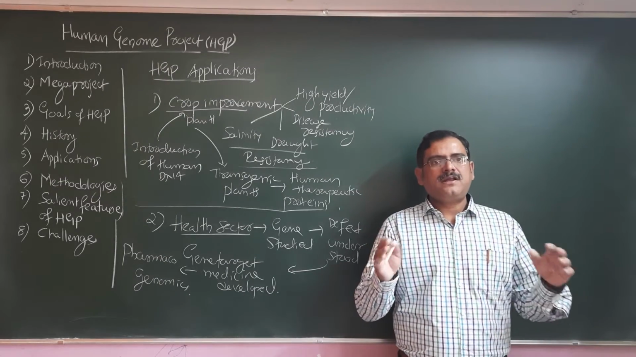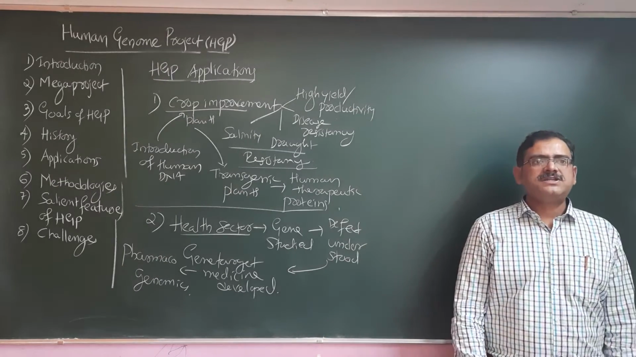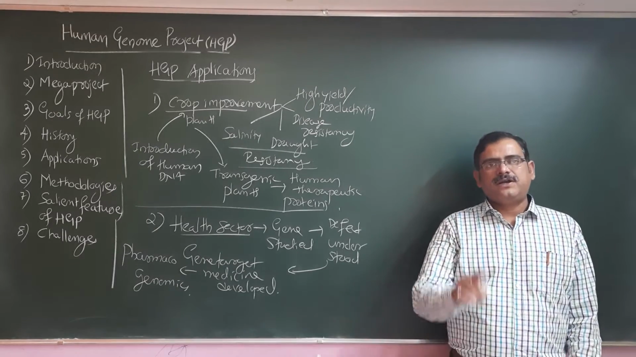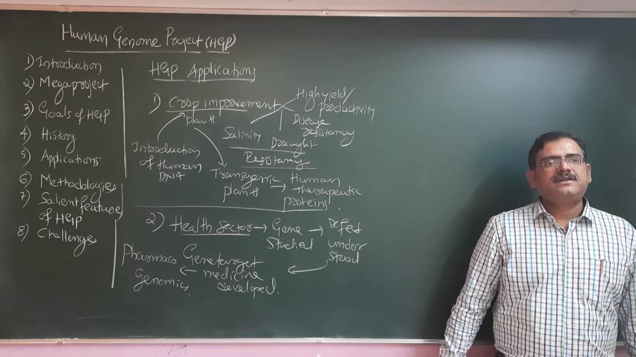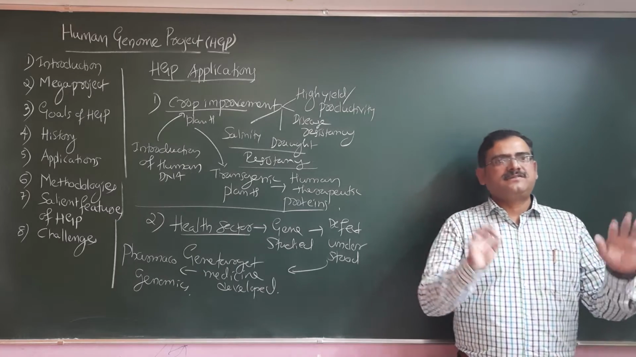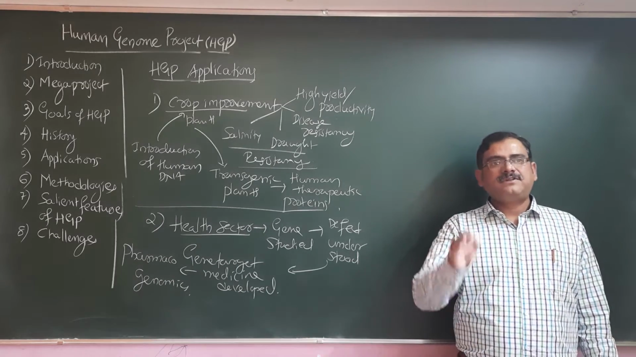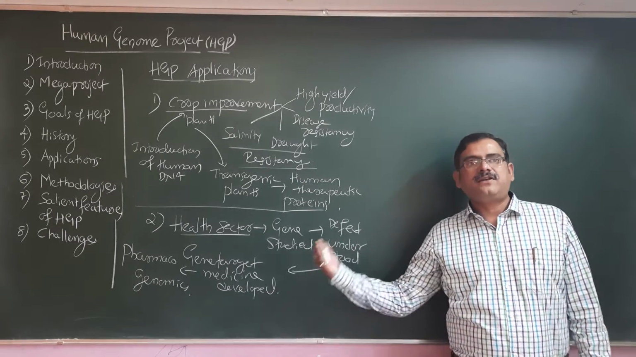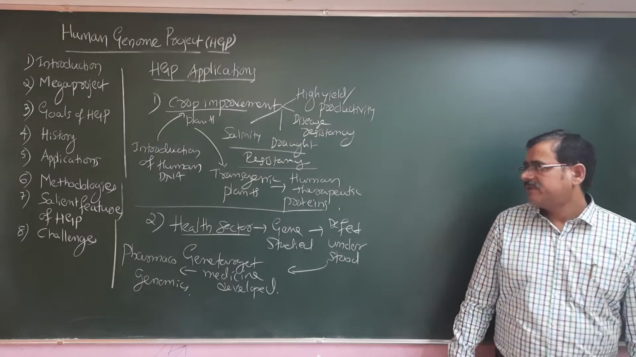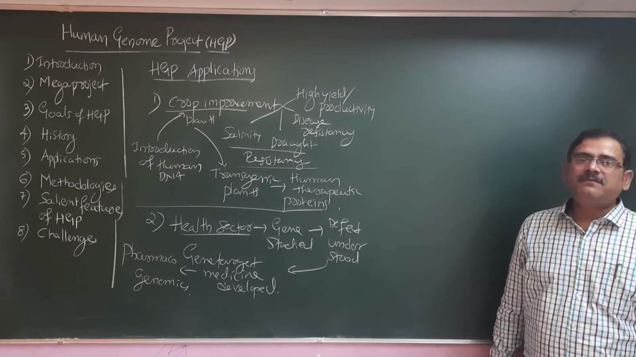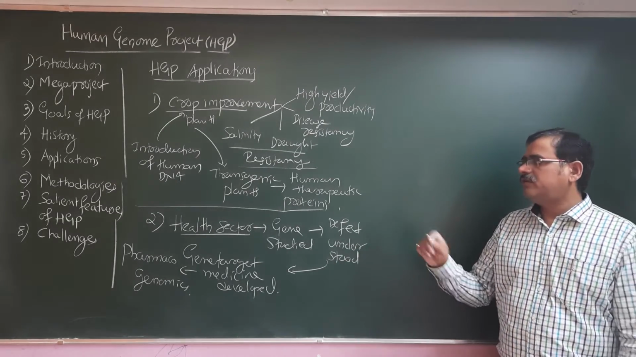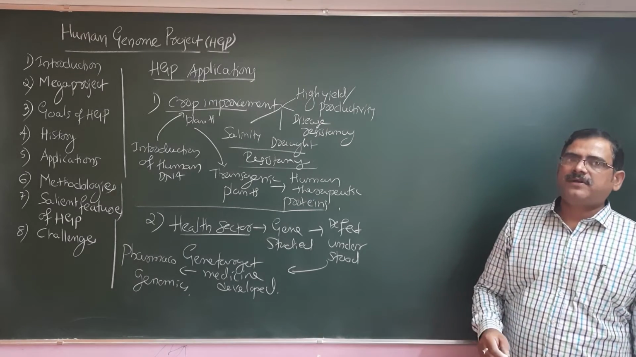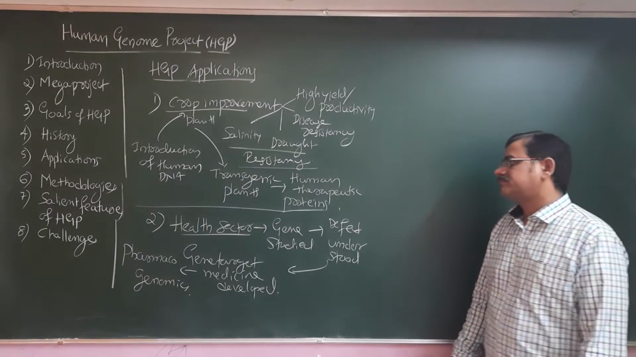As such there are 30,000 functional genes, and if one gene is defective one disease will occur. That means there is a high chance of 30,000 diseases. Such diseases can be well understood by analyzing the human genes. So the information of the HGP is very useful in the health sector to produce a particular medicine and to understand a particular disease or disorder.